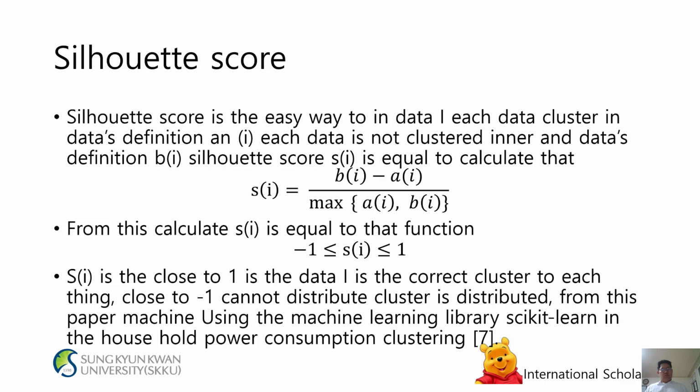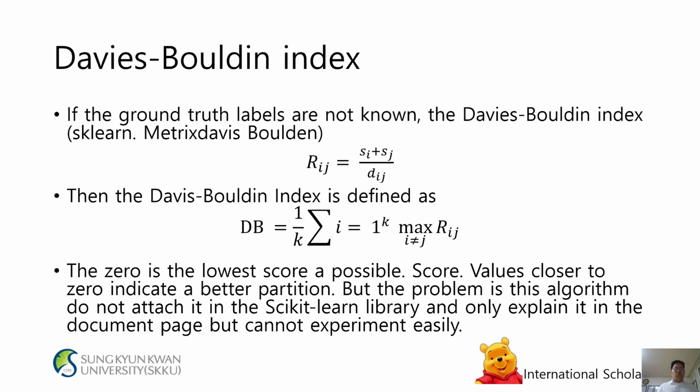From this paper, using the machine learning library scikit-learn, the household consumption clustering number is 7. Davies-Bouldin index: if the ground truth labels are not known, the Davies-Bouldin index is available in scikit-learn metrics. Rij equals (Si plus Sj) divided by Dij.